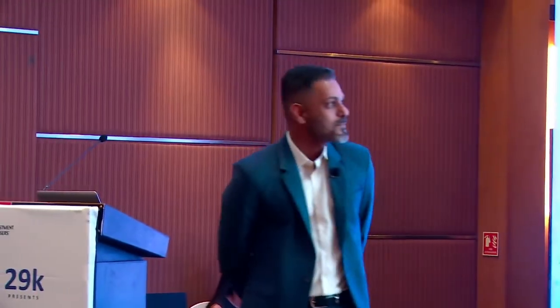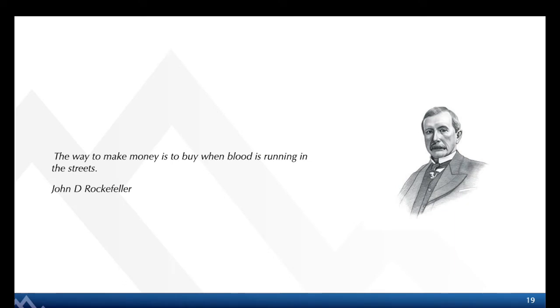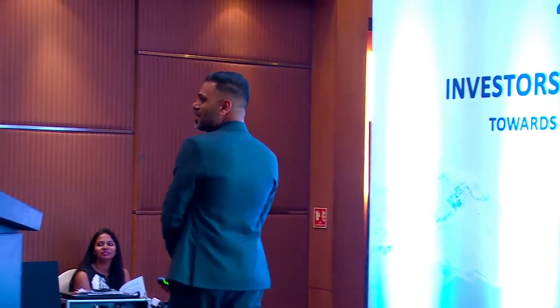Who said this? The way to make money is to buy when blood is running in the streets. It was interesting when I picked up this particular quote, somebody in the crowd said Dracula. No, it's not Dracula. It is this gentleman called Rockefeller, of one of the largest foundations in the world, I mean, in terms of the wealth. So you see, the first and the second are interconnected. So you've got to have that formula to make it work. And that's it. Thanks.